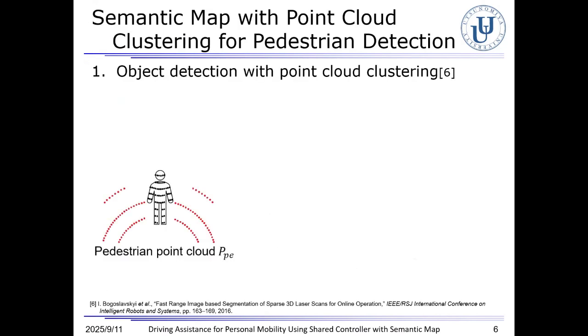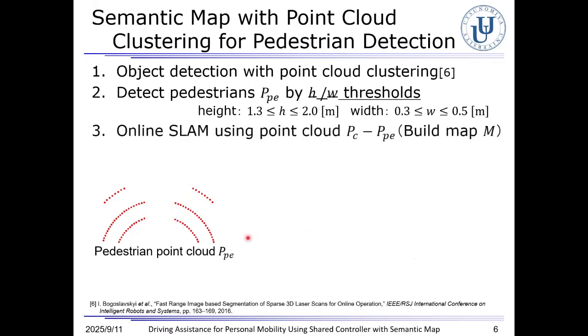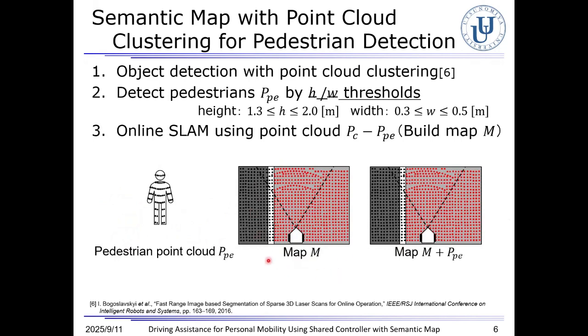Here, let us explain excluding pedestrians from online SLAM. Using the classified point clouds, objects are detected by applying point cloud clustering. Pedestrian point clouds are detected by threshold of heights and widths. Next, online SLAM is performed using point clouds, excluding pedestrians. This allows the mobility to build a map M without pedestrian trajectories. The final map is obtained by associating the current pedestrian point clouds with M.